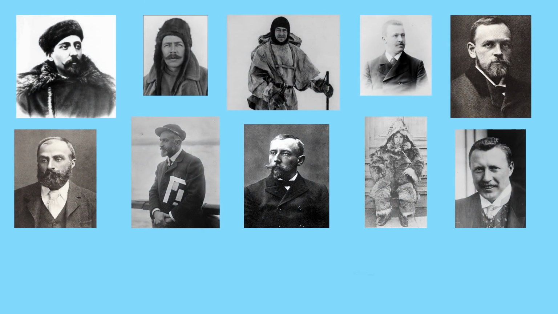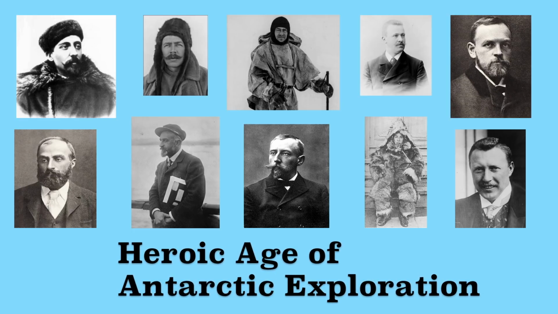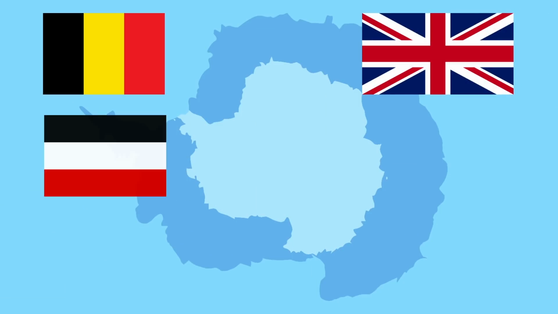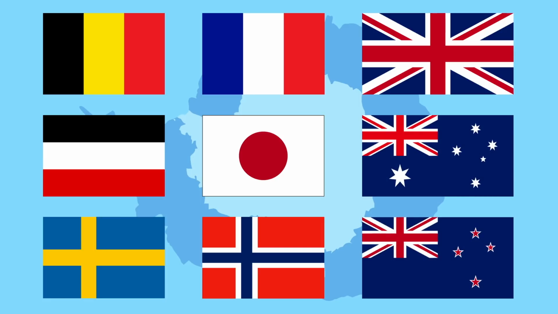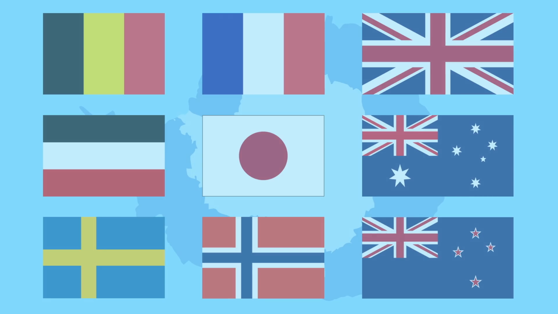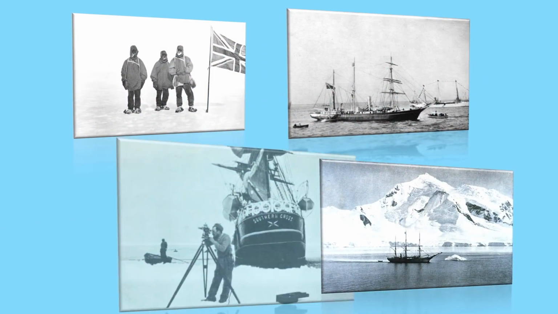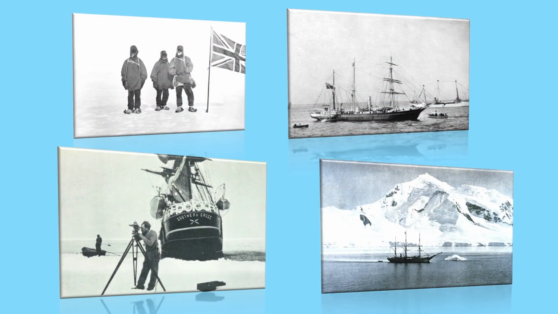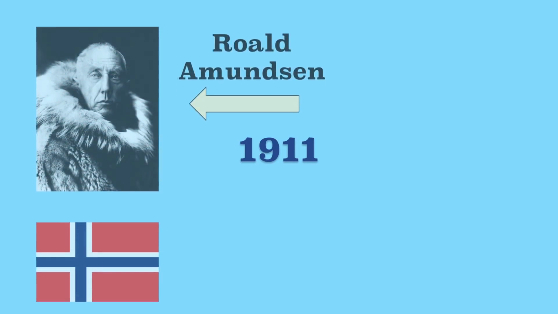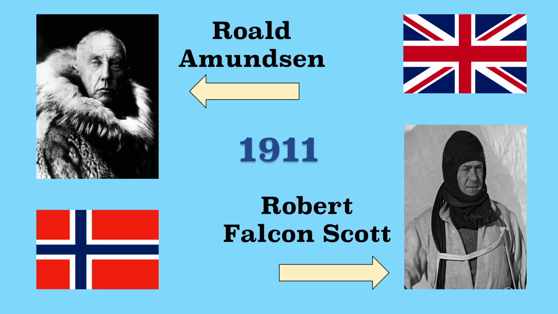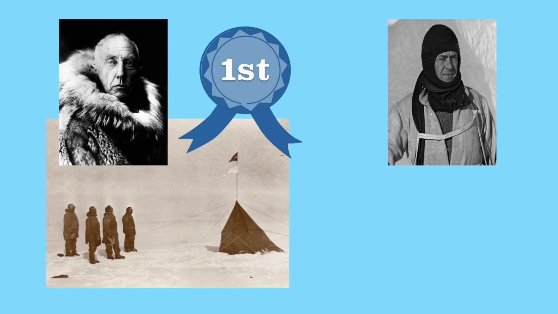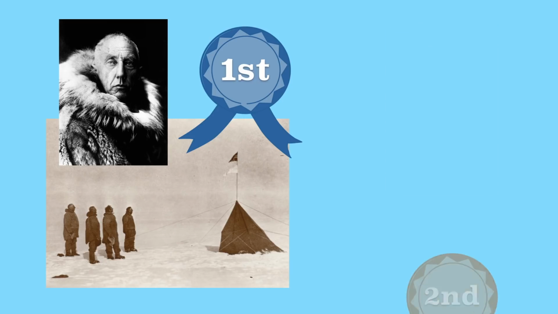During what's known as the heroic age of Antarctic exploration of the late 1800s, early 1900s, Belgium, the United Kingdom, Germany, Sweden, France, Japan, Norway, Australia, and New Zealand all led expeditions on the continent. They were brutal. 22 men died in total on these expeditions. In 1911, Norway's Roald Amundsen and Britain's Robert Falcon Scott literally were in a race to be the first person to ever reach the South Pole. Amundsen got there first, and tragically, Scott ended up dying on his way back after getting there second.